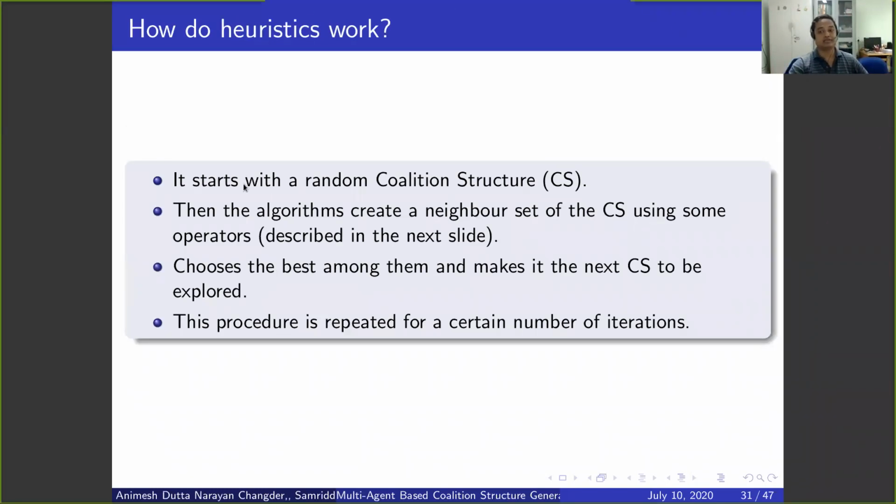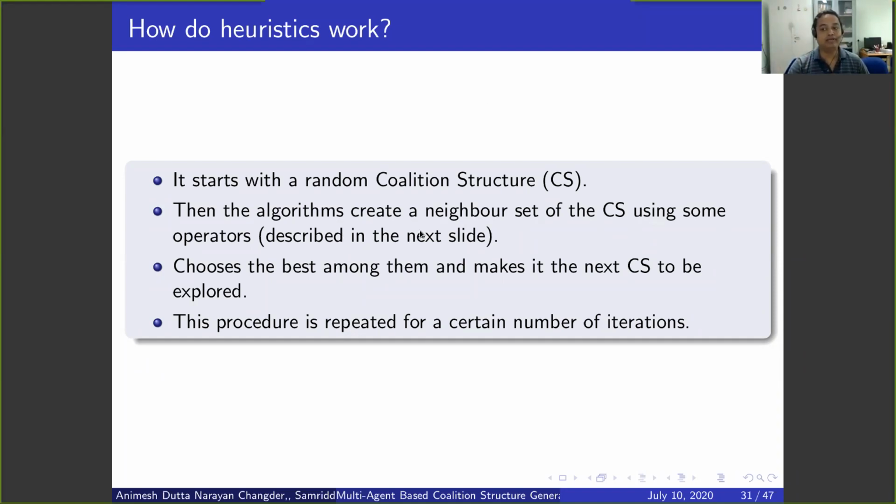It starts with a random coalition structure. Take any one, and there is no reason why you take this one. So out of the existing coalition structures, pick any one.